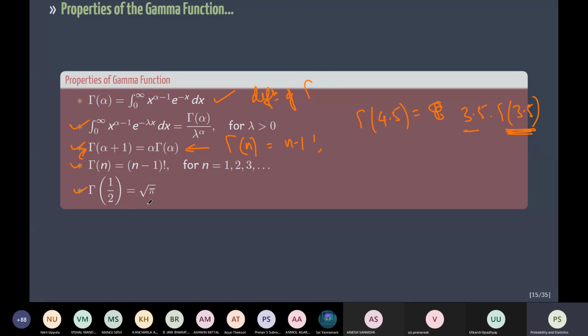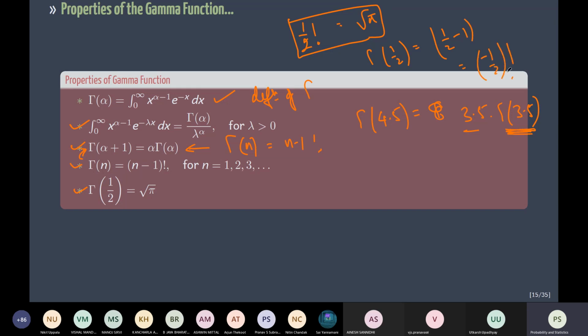We can also prove this: gamma of half is square root of pi. I think I made a mistake initially: the half factorial is not pi by 2. So gamma of half is like the factorial of half minus 1, that is, minus half factorial, and it is square root of pi, something like this.